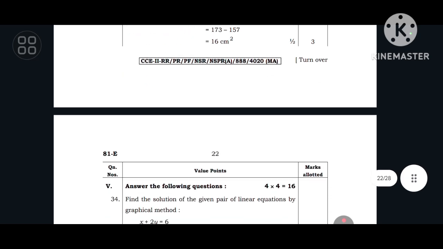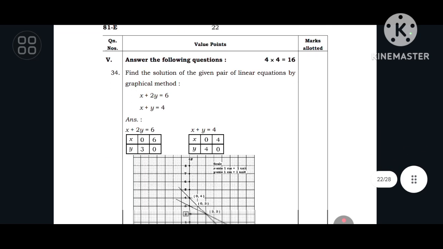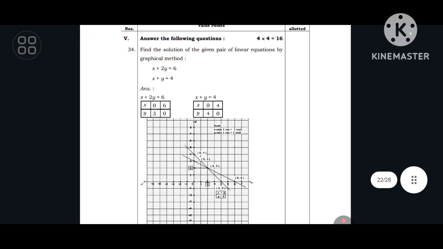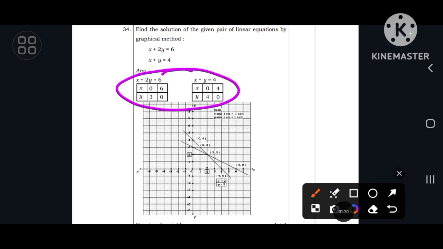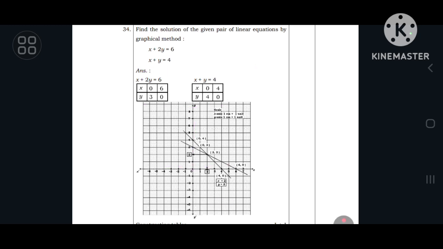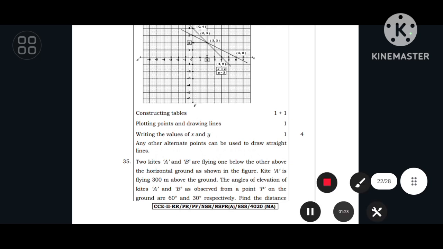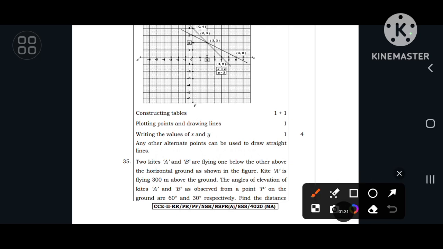See how they have solved the question paper. Mainly, coming to the graph side, for drawing this table you will get 2 marks, and for drawing all these things you will get 1 mark. And you can see here how they have distributed the marks: 2 marks, 1 mark and 1 mark, total 4 marks.